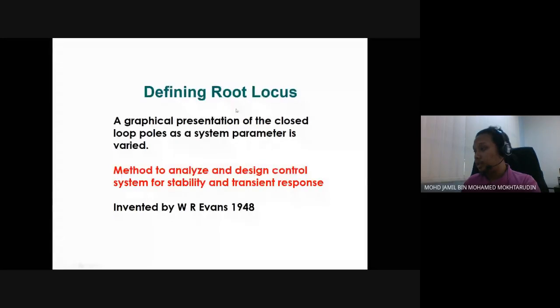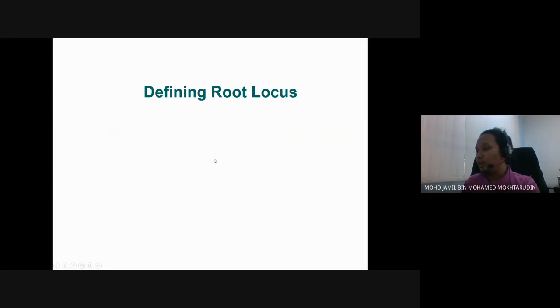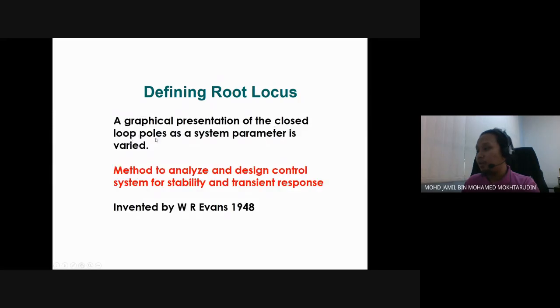So root locus. Root locus was invented by W.R. Evans in 1948. Okay. Terima kasih pada dia kerana menyebabkan automatic control susah. Okay, so root locus is a graphical presentation of the closed loop poles as a system parameter is varied. Basically it's a graph of closed loop poles when you vary the value of K, okay? And then it's a method to analyze and design control systems for stability.